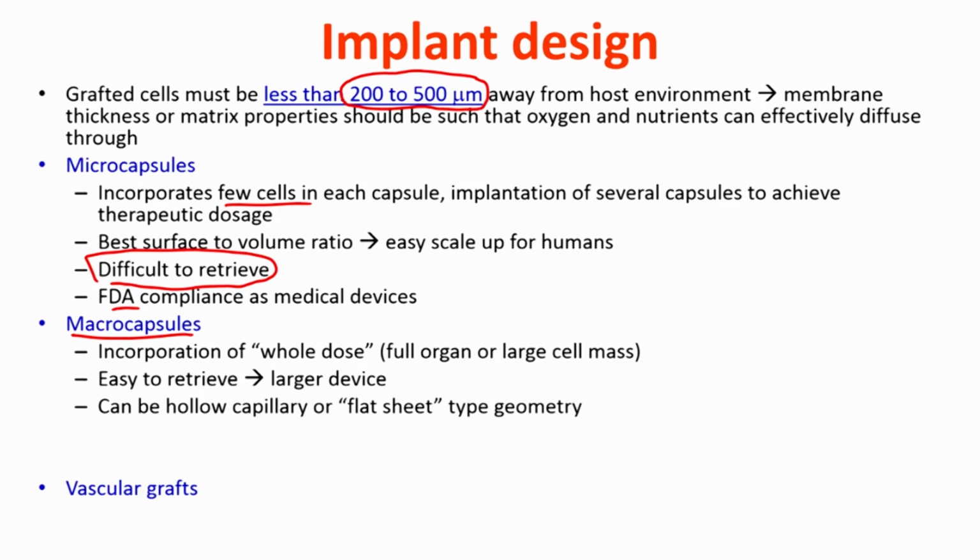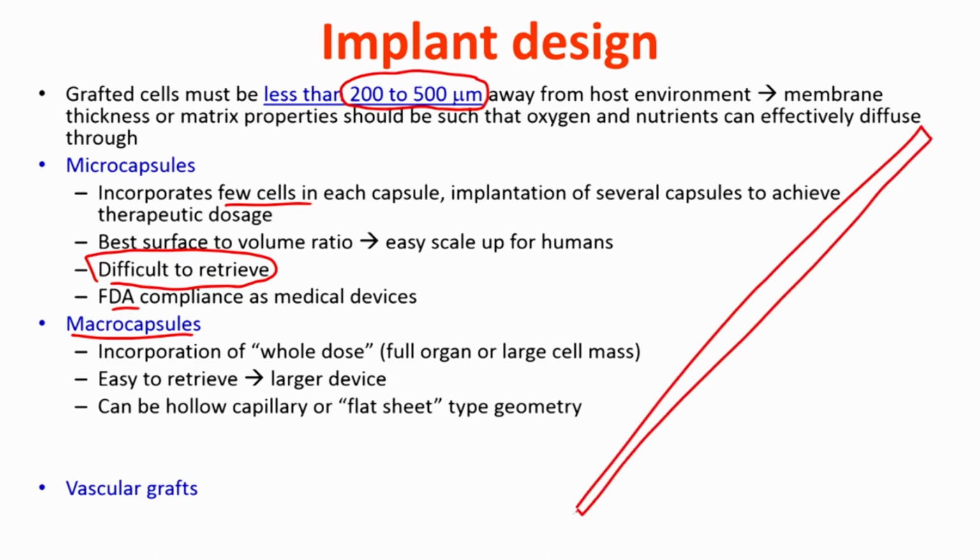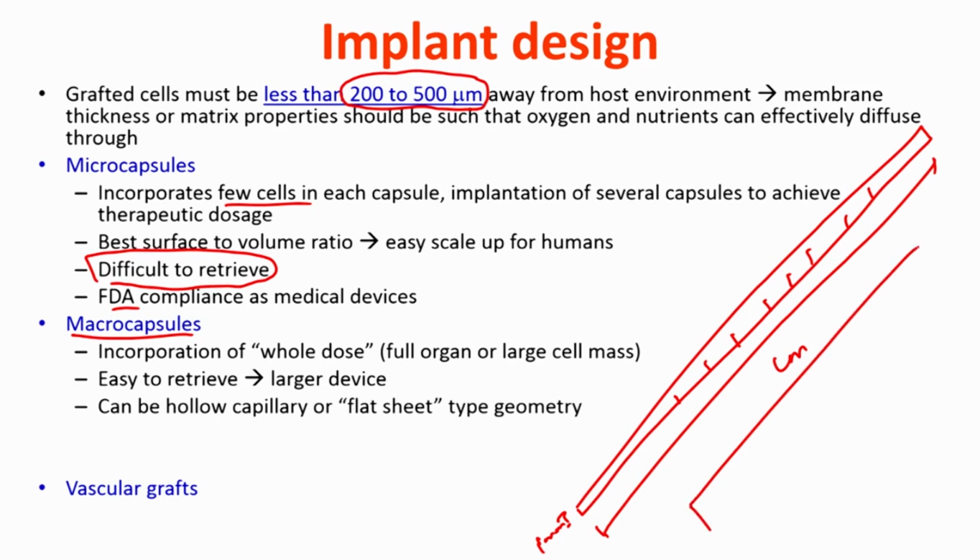To allow more surface area, you may not want to use a sphere, maybe you take a long sheet which is let us say 1 millimeter wide, and this dimension could be in centimeters, but that would ensure that all of your cells are not more than 500 micron away, and then this device can also be retrievable. Or you can have a hollow thing in the middle going as well.